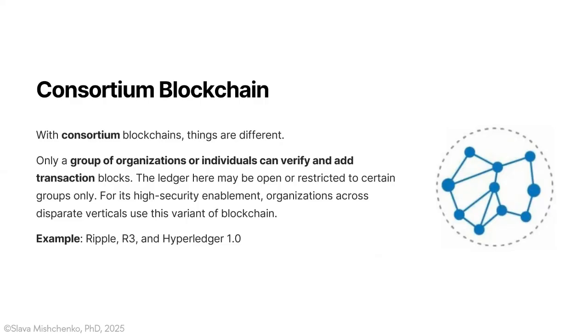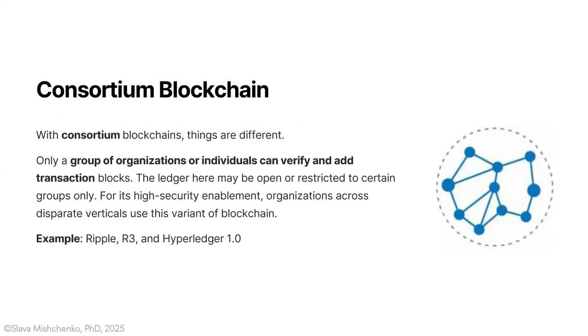And what makes them special is that only a pre-selected group of organizations or individuals can verify and add transaction blocks. So I like to give an example of Ripple, because it's one of the most well-known consortium blockchains, along with R3 and Hyperledger.